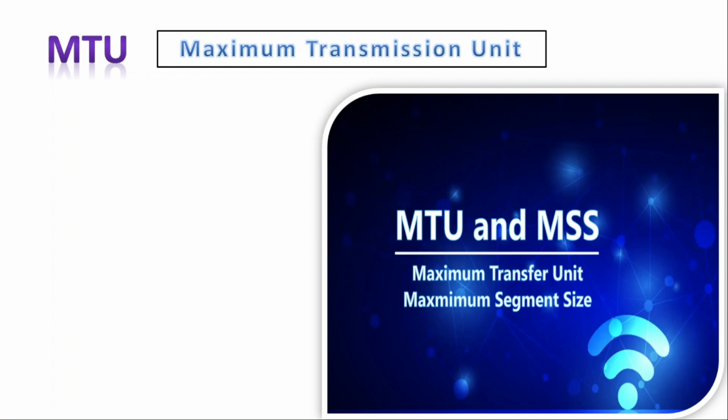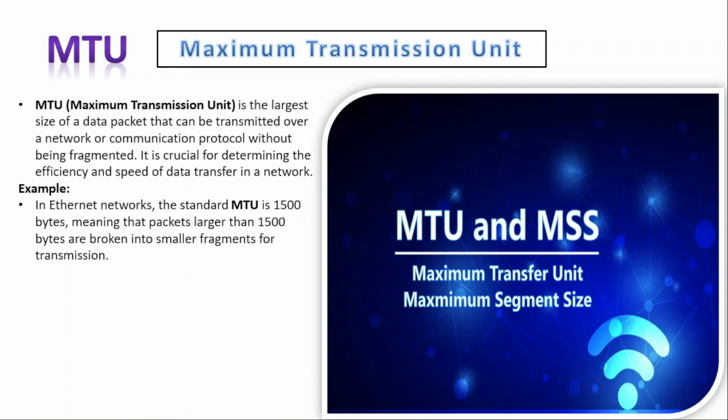MTU, that is maximum transmission unit. So MTU, or maximum transmission unit, is the largest size of packet that can be transmitted over a network or communication protocol without being fragmented. It is crucial for determining the efficiency and speed of data transfer in a network. Example: in an Ethernet network, the standard MTU is 1500 bytes, meaning that packets larger than 1500 bytes are broken into smaller fragments for transmission.